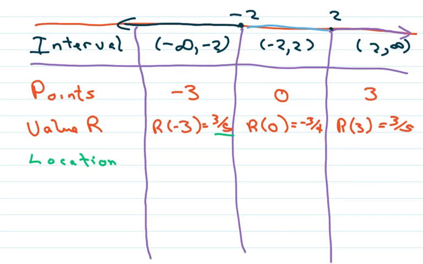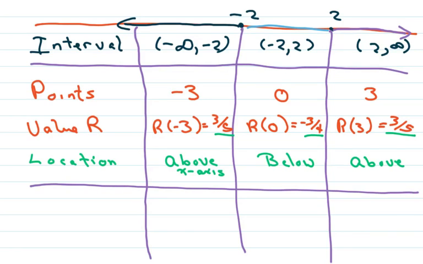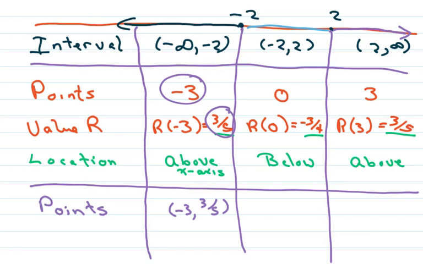I'm going to find the location of the graph. Since this is positive, this is above the x-axis. This one's below because it's negative, and this is positive, so this is above the x-axis. I'll just write down my points now, my x and my y. So I have negative 3, comma 3/5; 0, comma negative 3/4, which we already knew was our y-intercept; and 3, comma 3/5.